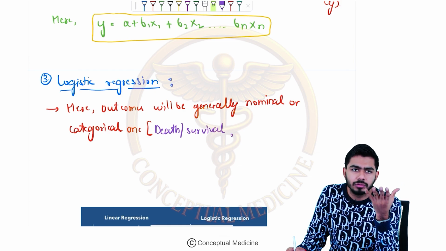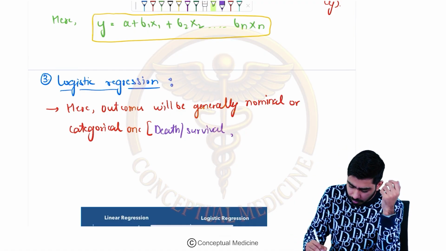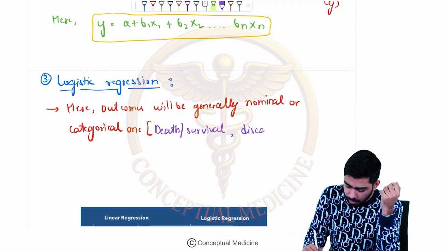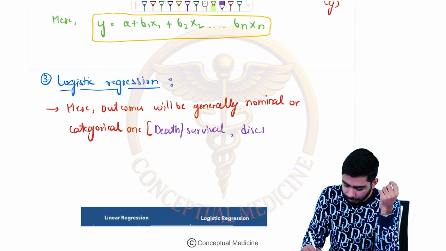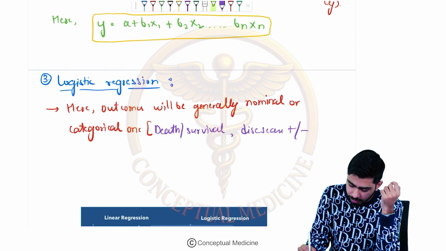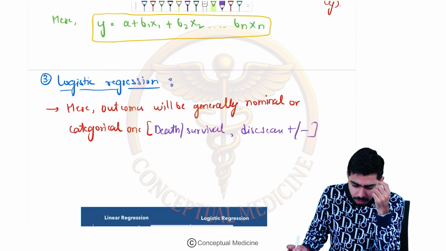There is a risk factor, you know, the person is smoking, the person is obese, will they develop the disease or not? So these kinds of things, right? So disease, you know, the person will develop the disease or not, plus or minus, right? So these are some examples we can take for the outcomes over here.